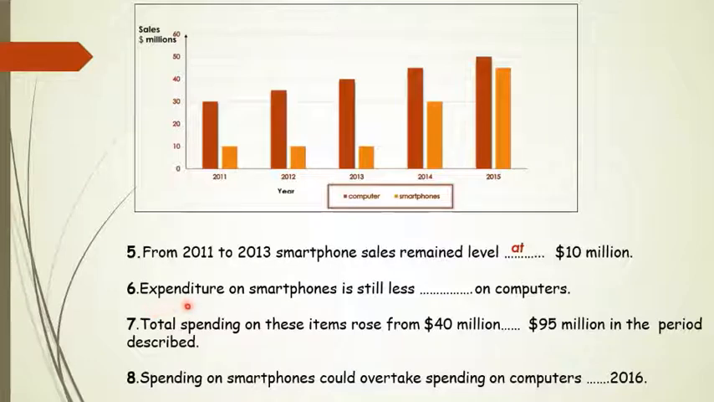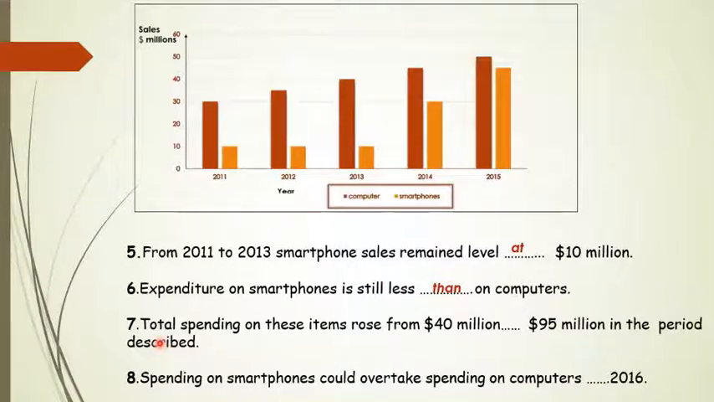Number 6, expenditure on smartphones is still less. Yeah, still means here we are referring to this 2015. Expenditure on smartphones is still less than on computers. Less than. See here, computers $50 million. Smartphones $45 million. So still less than on computers. Okay, well, can you read that again? Expenditure on smartphones is still less than on computers.